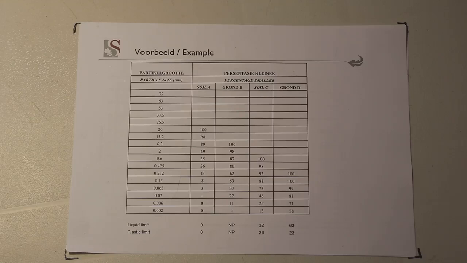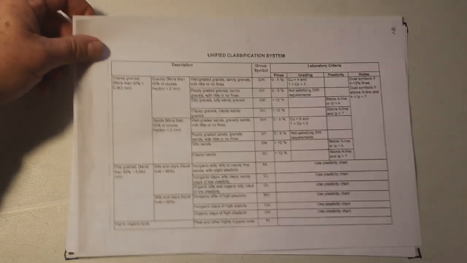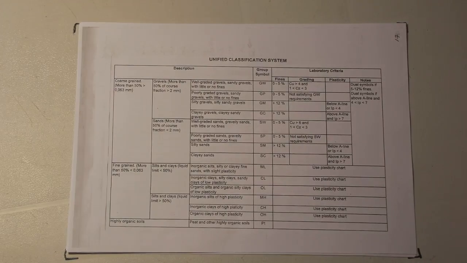Good day. We are going to go through an example of classification of soil. We've seen this table before, and we're going to look at soil A and soil C as an example. In the process, we are going to make use of the Unified Soil Classification System, which looks like this. And this table is broken up into two parts, for coarse-grained material and fine-grained materials.